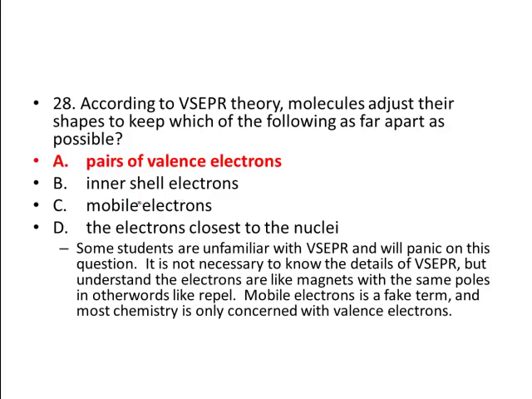Some students are unfamiliar with VSEPR and will panic on this question. It's not necessary to know the details of VSEPR, but understand that electrons are like magnets. The same poles, in other words, will repel. "Mobile electrons" is a fake term, and most chemistry is only concerned with valence electrons.